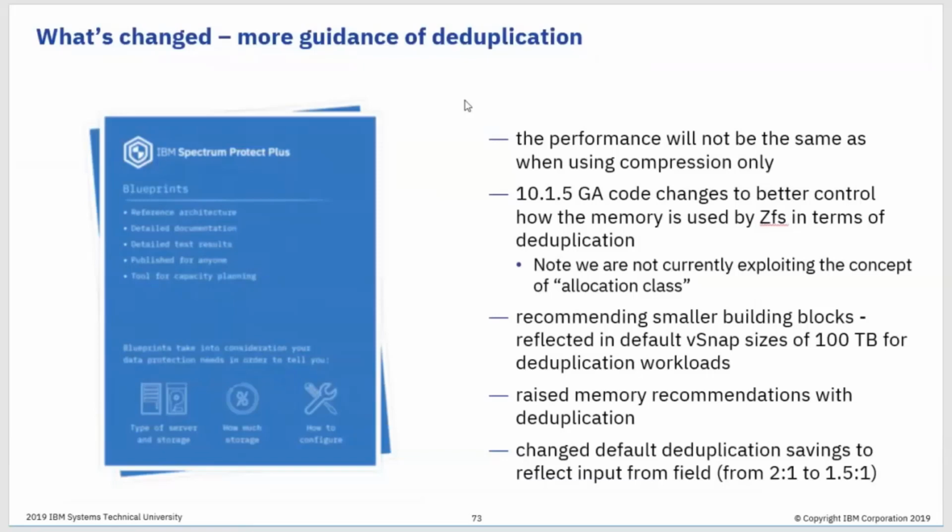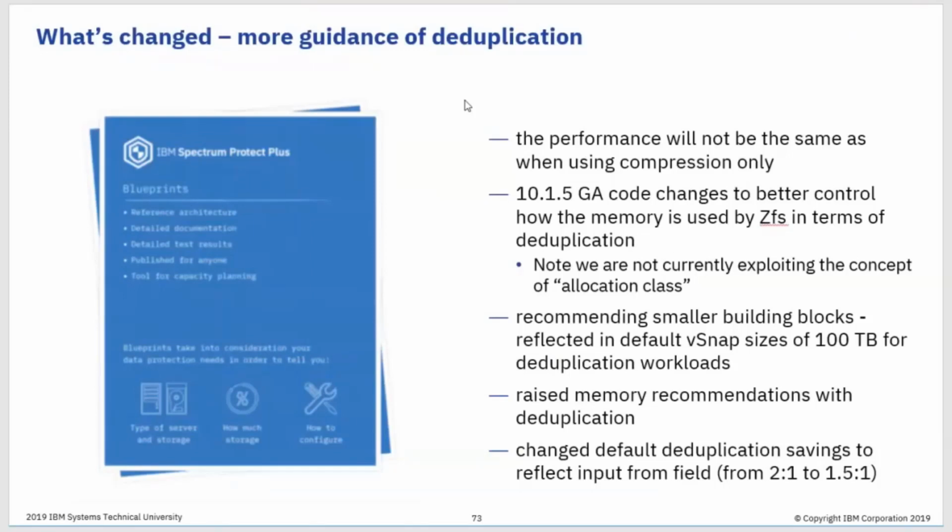One of the big changes is we're recommending smaller building blocks. So when you ran the sizing spreadsheet before, the spreadsheet would spit out the maximum size, either 400 terabytes for compression or 200 terabytes for deduplication. Based on what we've been recommending in the field, especially around deduplication, we've changed it so the spreadsheet will still go up to a maximum of 200 terabytes if you want to do that, but the recommendation coming out of the blueprint by default will be 100 terabytes for deduplication, and corollary will be 200 terabytes for compression.